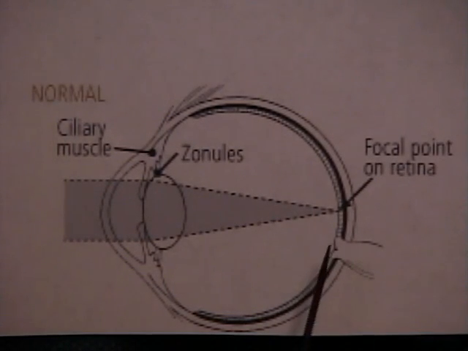After it's focused on the retina, the cells of the retina send it to the optic nerve, which leads to the brain. Once the light pulses go to the brain, it is interpreted as information so that you can see the image.